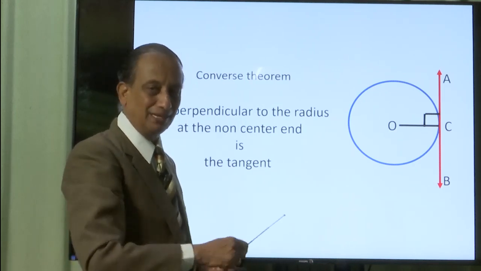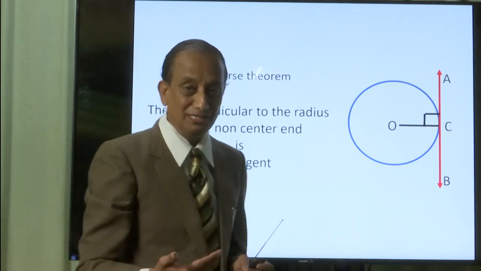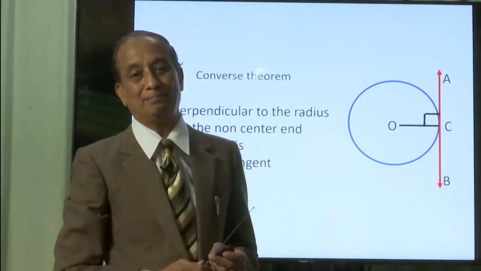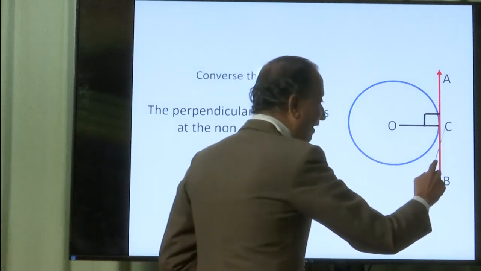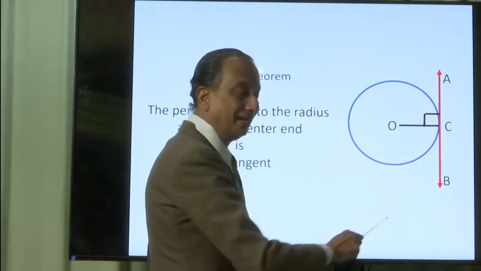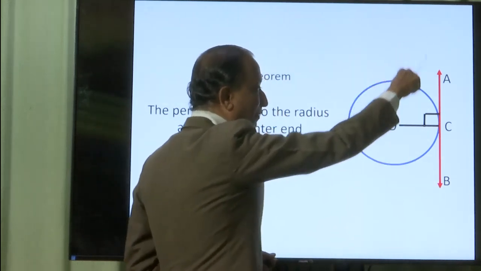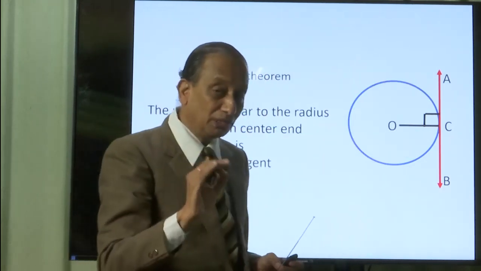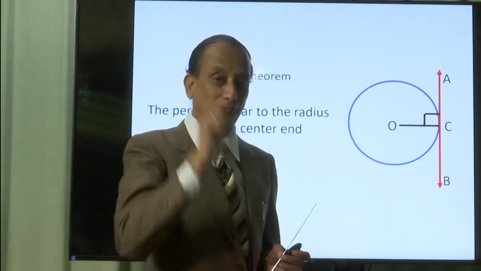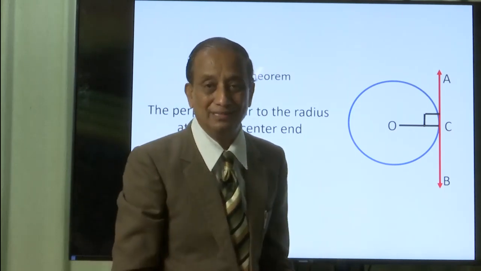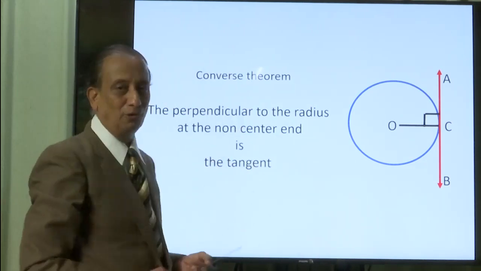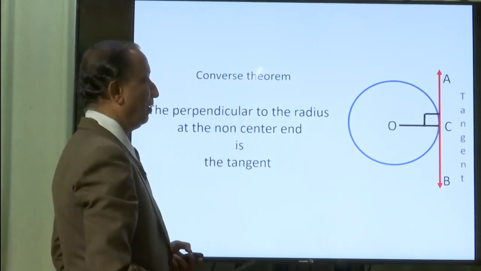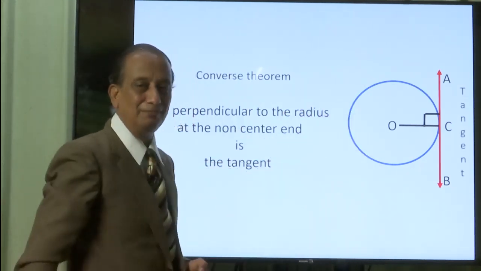So children, please compare: the radius and the tangent at the point of contact are perpendicular to each other, whereas the converse is the perpendicular to the radius at the non-center end. If you happen to draw a perpendicular like this, it is going to touch the circle at only one point, therefore it has to be the tangent, and this is the converse to the 4.1 theorem. Okay, this straight line AB is nothing but our tangent.